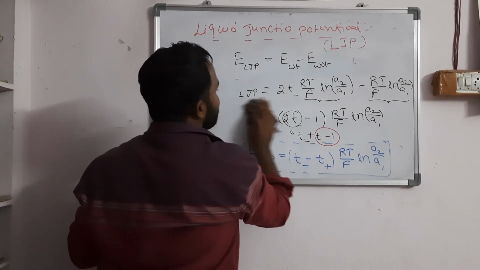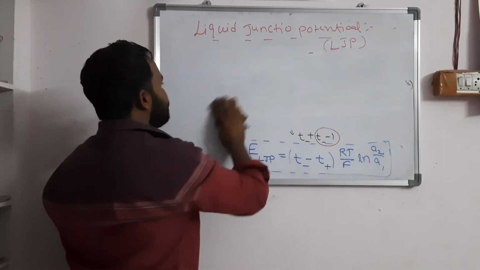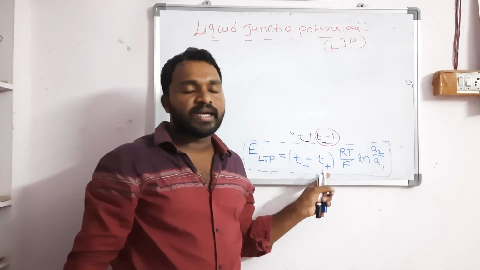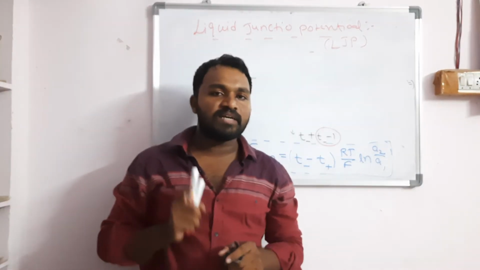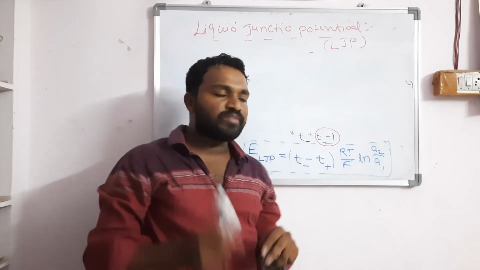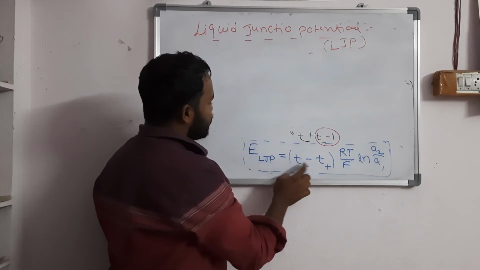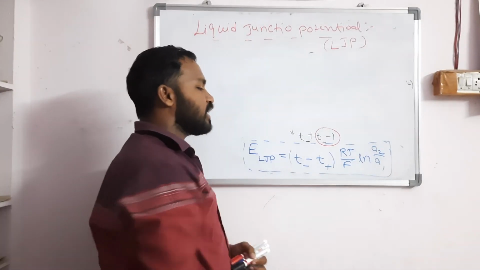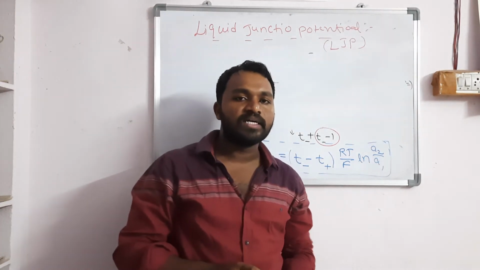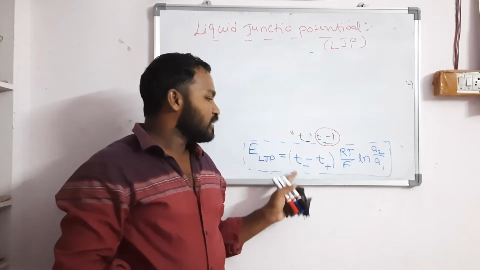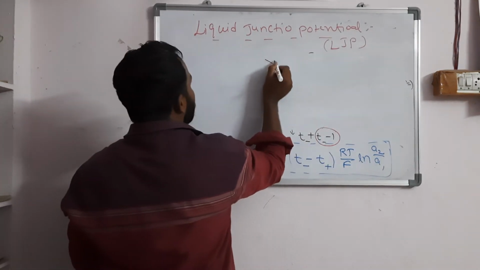Generally LJP mainly depends upon the transport number of cation and the transport number of anion. So if the transport number of cation is equal to the transport number of anion, what will we get? This value is equal to this value. If this value is 100, this value is also 100. 100 minus 100, that is 0. So if the transport number of cation is equal to the transport number of anion, at that time LJP is minimum, that is 0.